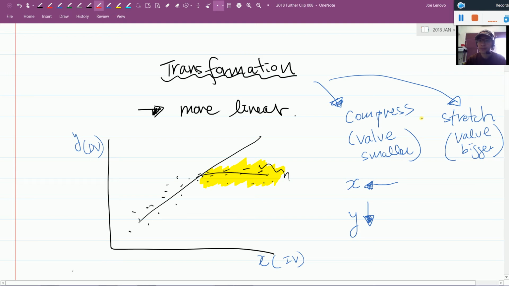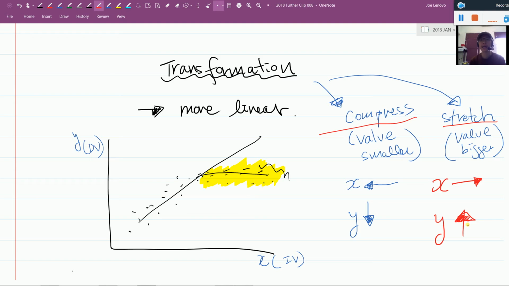Then after compression, we can look at stretch. Doing a stretch, it could be either x or y as well. If compress is making the x smaller, then when you stretch, which is the opposite, you try to make the x a bit bigger and make the y increase. There are always four actions that we can do: either x compress, y compress, x stretch, or y stretch. Let's have a look at the situation that we've done in this graph.